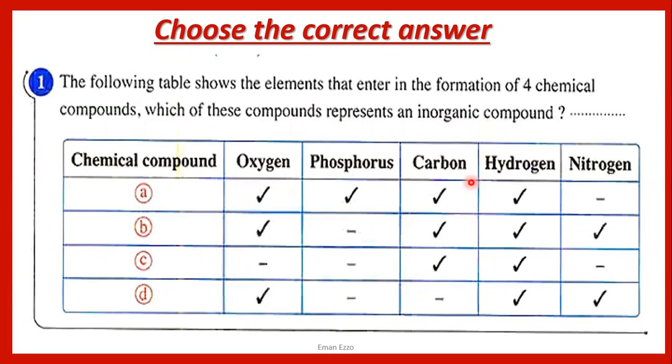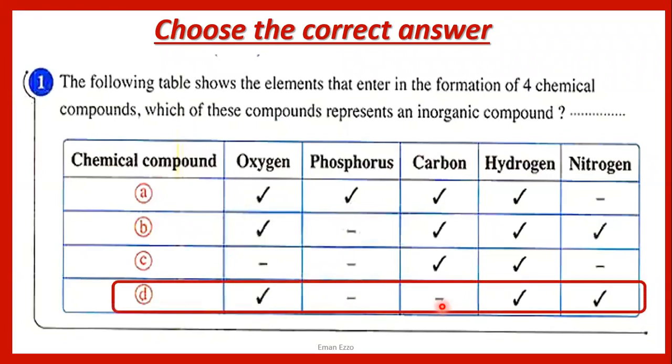طيب نبص كده على الكربون والهيدروجين. كربون والهيدروجين موجودين في element A، موجودين في compound B، موجودين في compound C، إنما في compound D عندنا هيدروجين إنما ما عندناش كربون. يبقى هنا for sure compound D is an inorganic compound because there is no carbon. يبقى هنا التشويس بتاعنا هيكون number D.